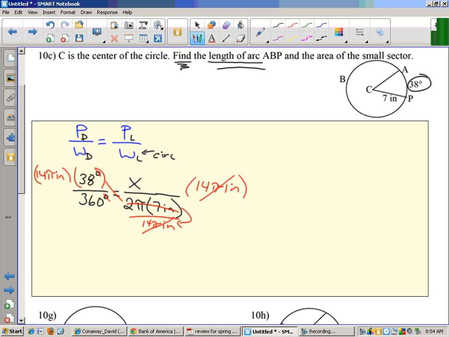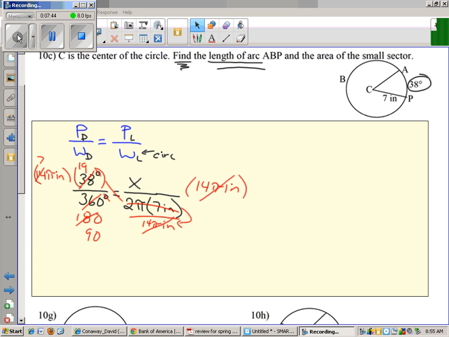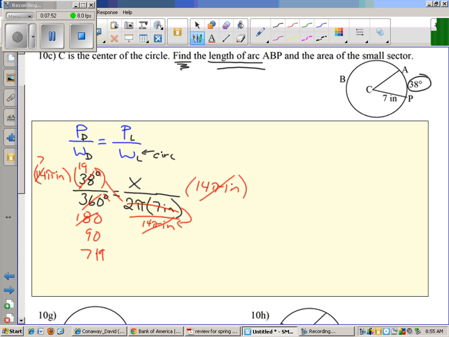Okay, so 14 pi inches times 38 over 360. It looks like we can do some reducing. If I reduce a 2 out of that, this is going to be 180. If I reduce a 2 out of this, this is going to be 19 over 90. I believe 7 and 19 are both prime over 90. Hold on just a second. Okay, so I basically end up having 7 times 19 over 90 equals X.